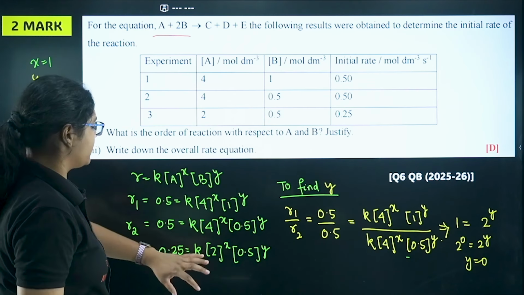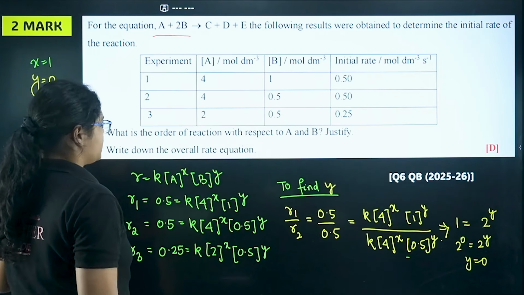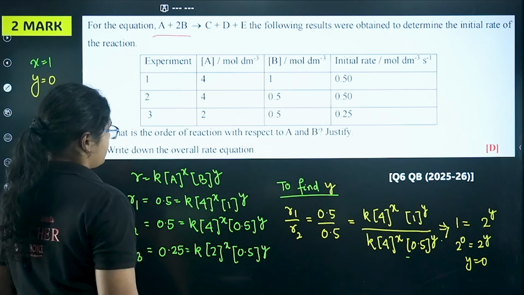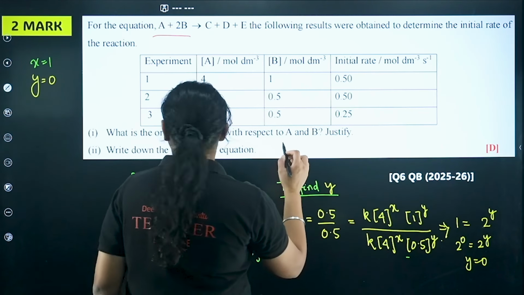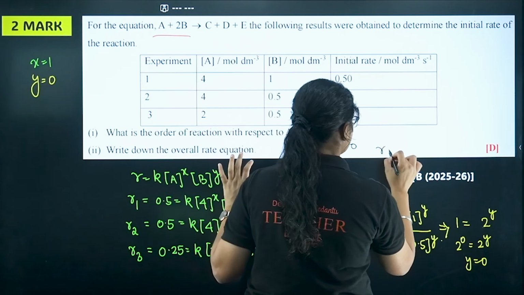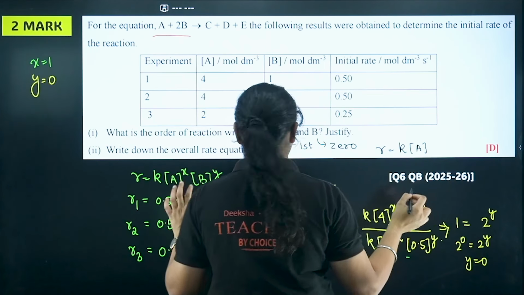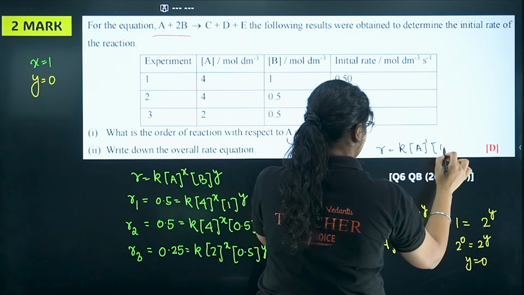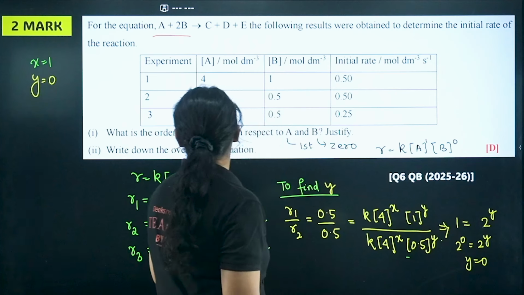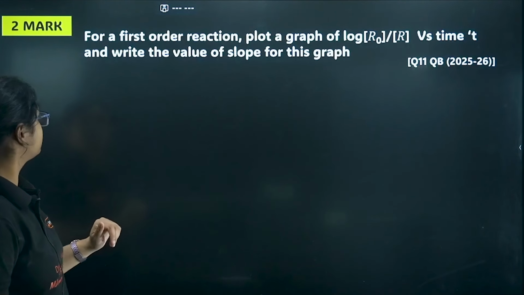Okay, now I can solve x, I can solve y also. So what is the order with respect to a and b? So you can write down the order with respect to a, that is x, it is a first order, and with respect to b it is a 0 order. Now what is the overall rate equation? So the overall rate equation is r equal to k[A]^x[B]^y, with x equal to 1 and y equal to 0. Okay, clear? So that is the overall rate equation. Now let's move to the next question.